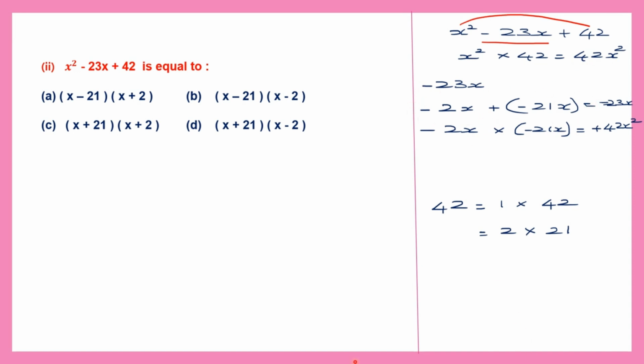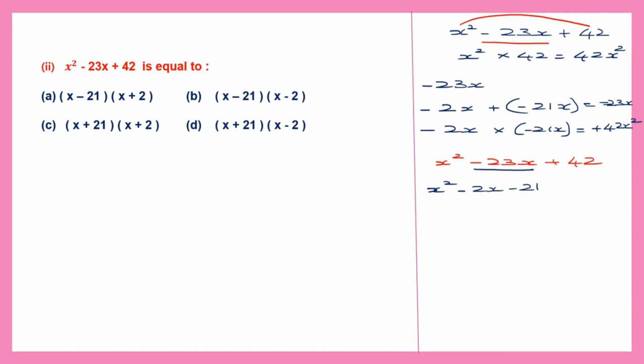That means I'm going to split this minus 23x into minus 2x and minus 21x. So I've taken the question down here. Now let's rewrite this as x square, and minus 23x will now become minus 2x minus 21x. So this is minus 2x minus 21x plus 42. So now here we are going to group them and get our factors.